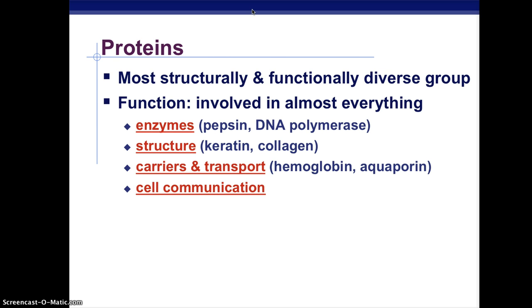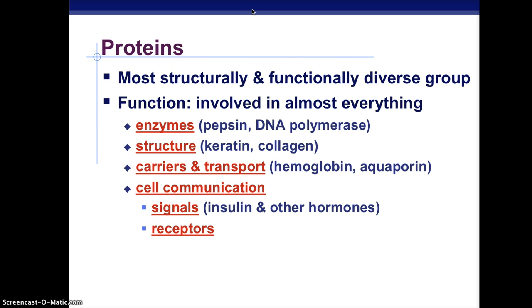They also help with cell communication. Believe it or not, cells talk to one another. And so cells talk to each other by sending proteins, which are called protein signals. Insulin and other hormones are considered signaling molecules. They can also function as receptors. So you have proteins that receive these signals that allow the cells to talk to each other.